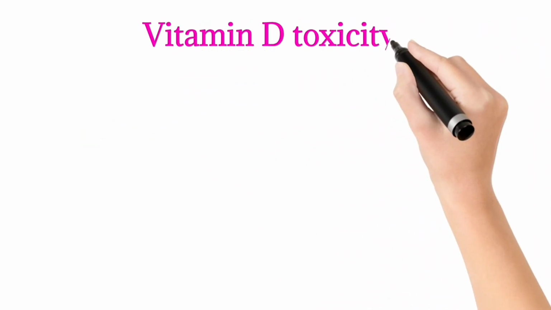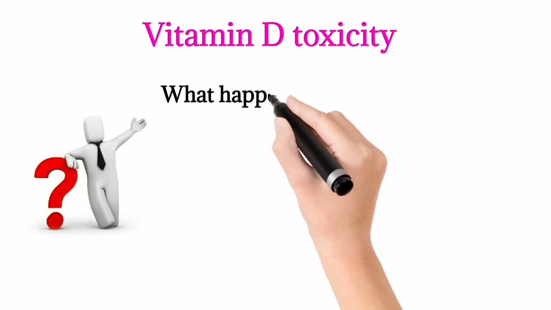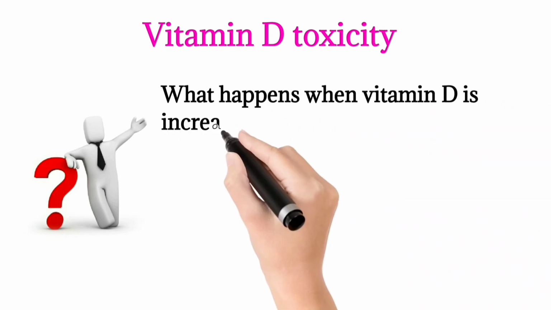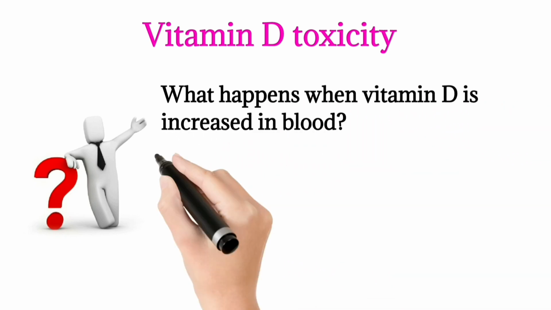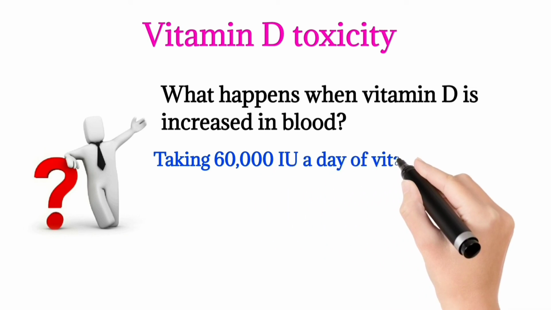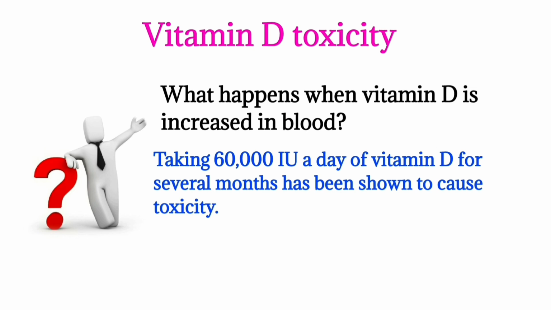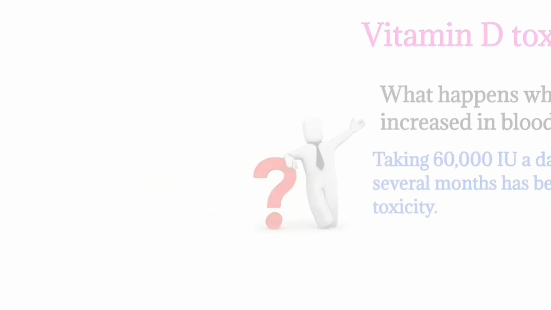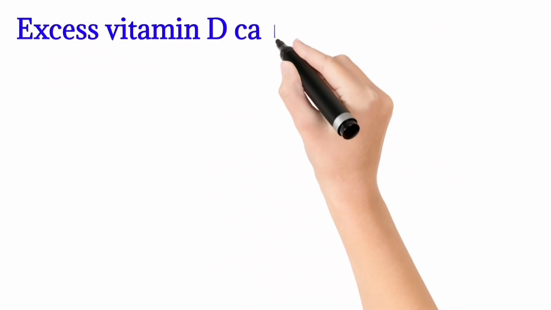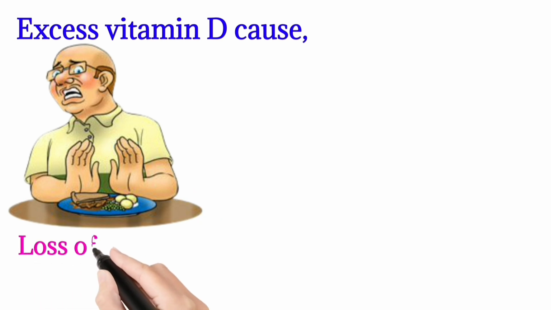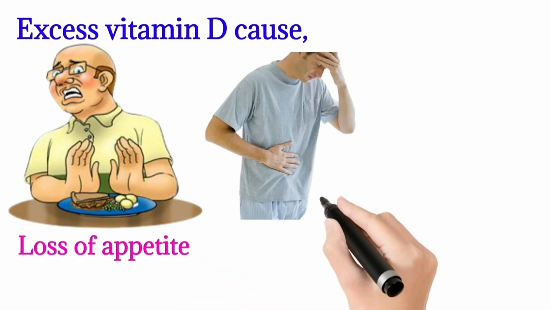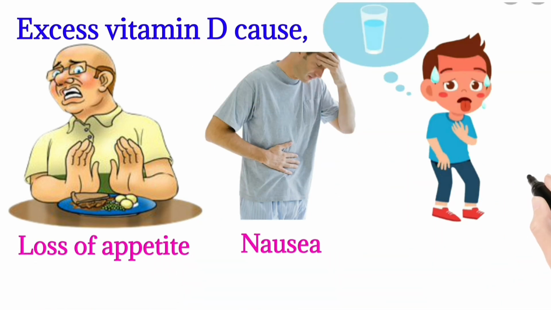Vitamin D toxicity. What happens when vitamin D is increased in blood? Taking 60,000 units a day of vitamin D for several months has been shown to cause toxicity. Excess vitamin D causes loss of appetite, nausea and thirst. Understand?